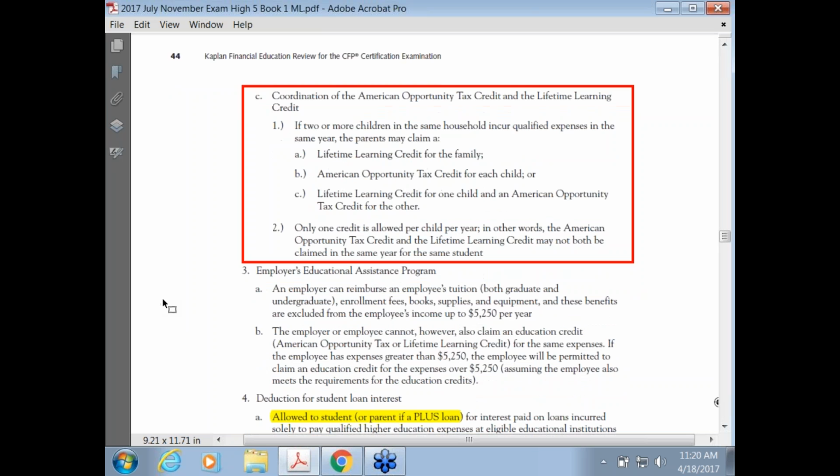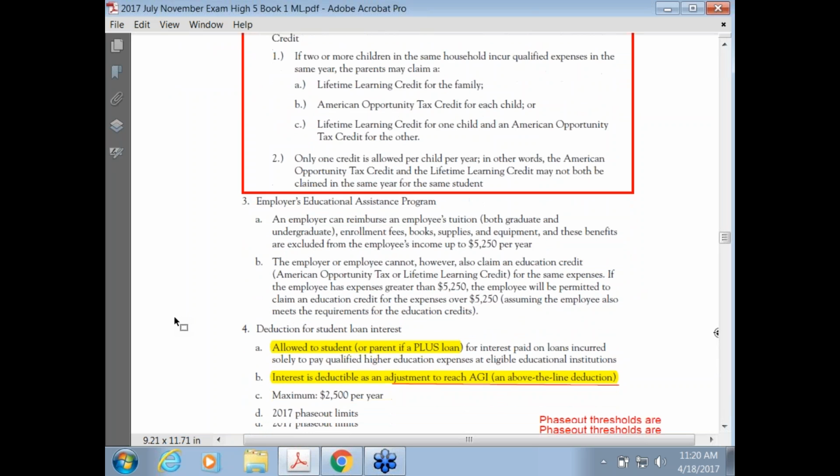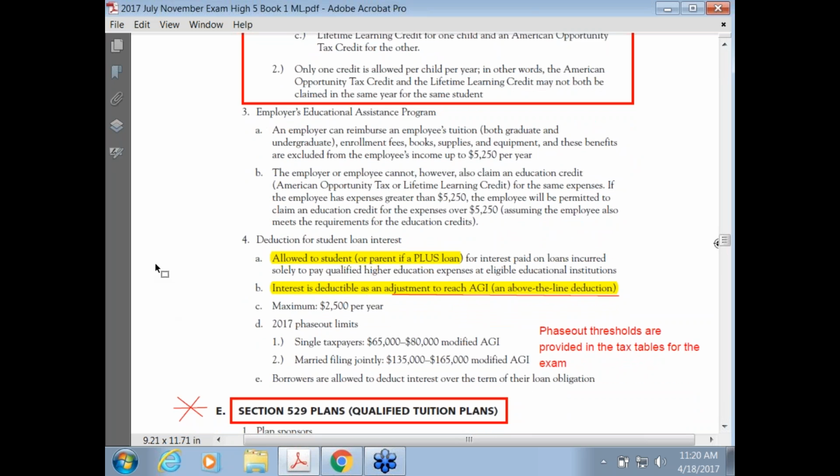expense. Haven't heard a lot about any employer educational assistance program questions, but your information's there.